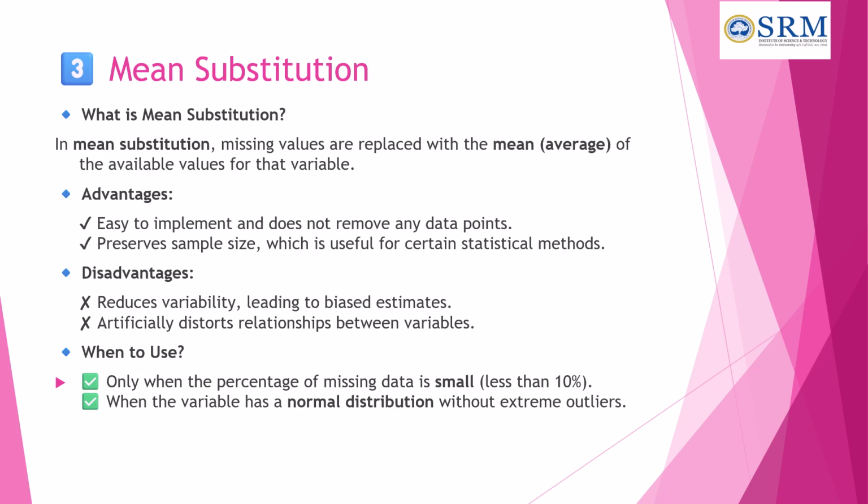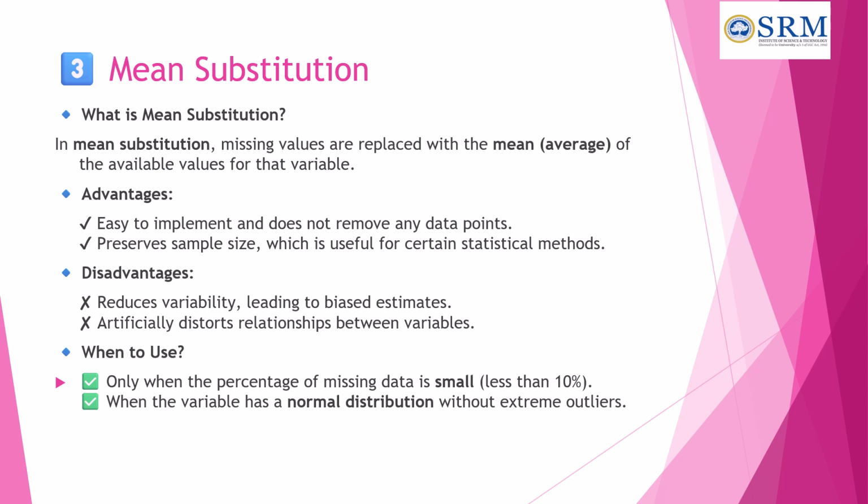Mean substitution is a simple way to fill missing data by replacing the missing value with the average, that is, the mean, of the existing values for that variable. This method is easy to do and keeps all the data points in the dataset, which is helpful when you want to keep the sample size the same.